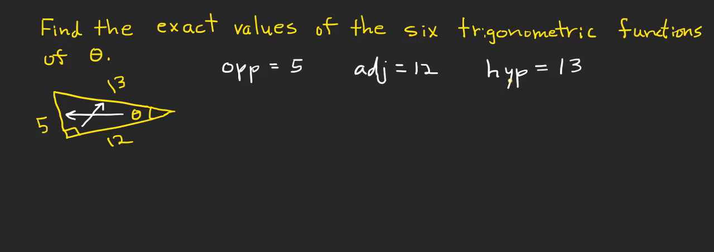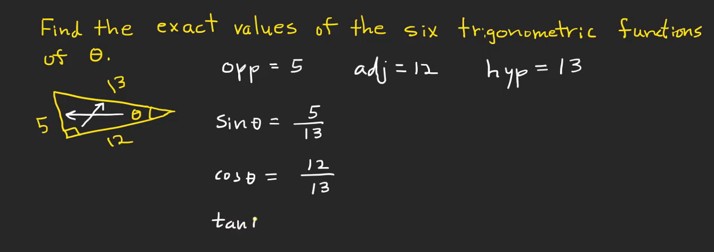Now, once you have these three pieces of information, it's easy to find the 6 trig functions of theta. What is sine theta? Sine theta is opposite over hypotenuse, which is 5 over 13. What about cosine theta? It is adjacent over hypotenuse, which is 12 over 13. And tangent theta is opposite over adjacent, which is 5 over 12.